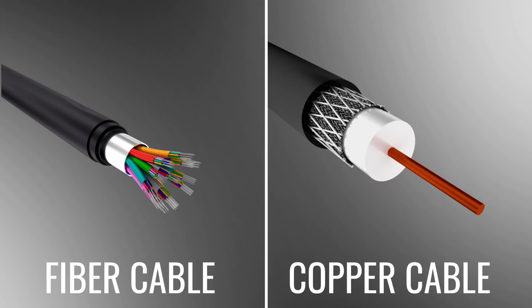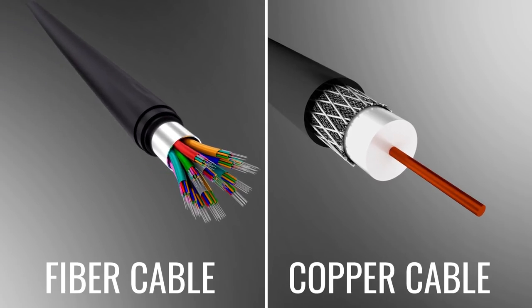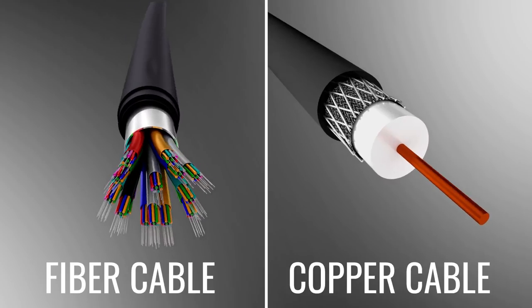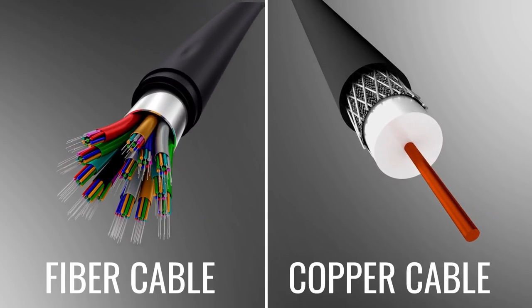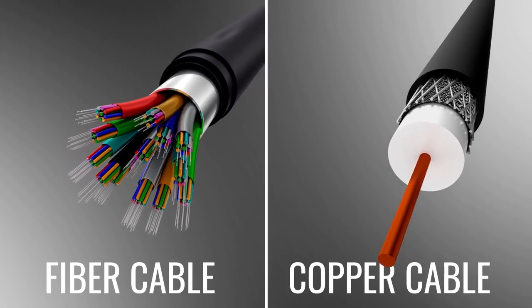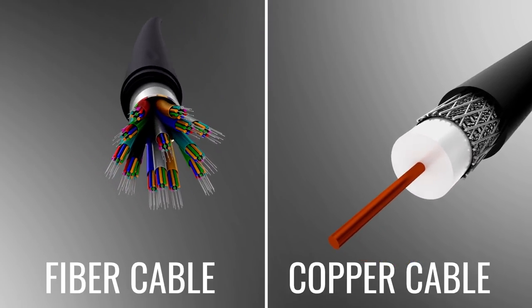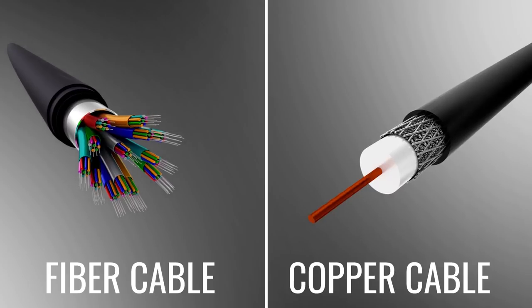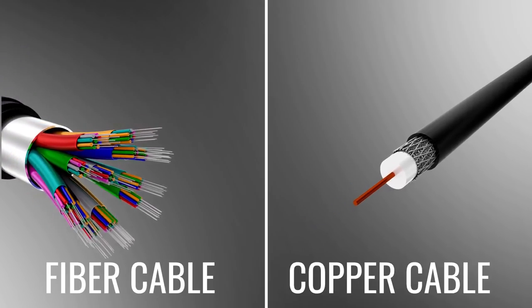If we compare optical fiber cable to traditional copper cable, the optical fiber cable is superior in almost every way. Fiber optic cables provide larger bandwidth and transmit data at much higher speeds than copper cables. This is because the speed of light is always greater than the speed of electrons.